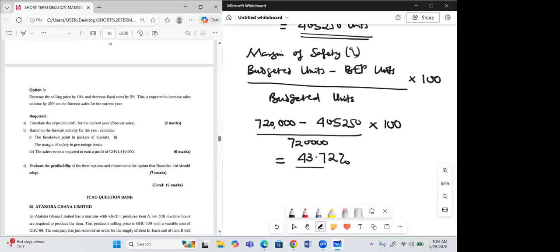43.72%. Yes. Okay, so that is it. Then it asks you for what? The sales revenue required to earn a profit of 1,440,000. Yes, so work that ahead. Target profit.